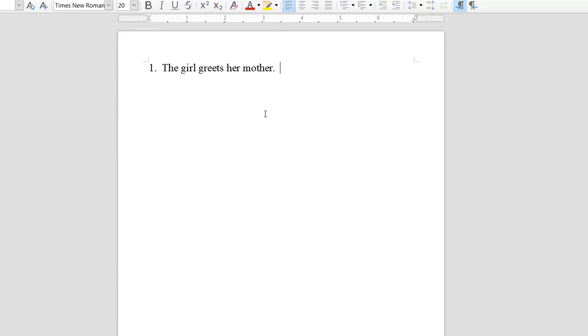Let's begin with this example right here. The girl greets her mother. We need the vocabulary, of course, and I'm going to put this in italics so you can see here. And so puella, greets, salutat, and then matrem.